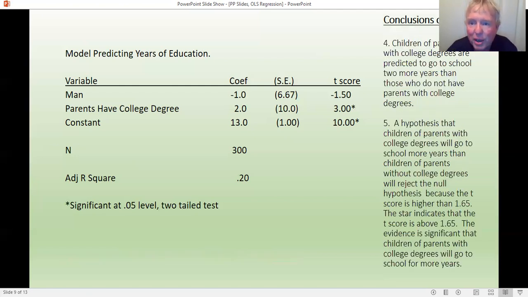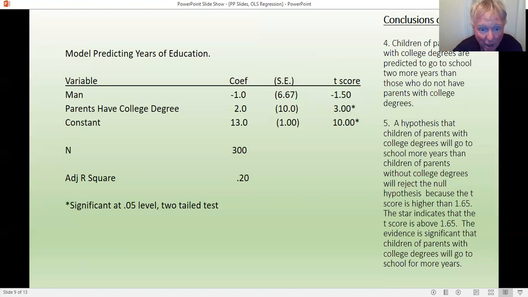Children of parents with college degrees are predicted to go to school 2 more years than those who do not have parents with college degrees. That is clear there. The coefficient is 2. Okay. The hypothesis that children of parents with college degrees will go more years to school than children of parents without college degrees will reject the null hypothesis because the t-score is higher than 1.65. This is also a directional test.